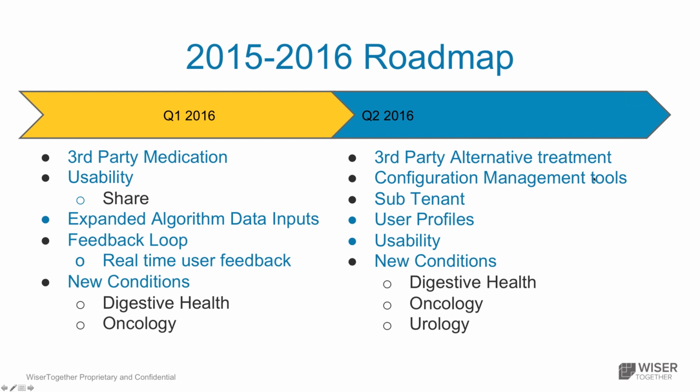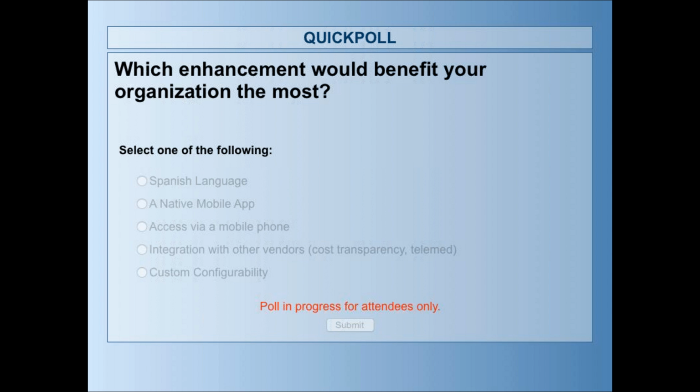So now that I've shared some of the plans for our roadmap, I'd like to launch another poll so that you can better understand what your drivers are. Great. So our next poll, we're going to ask you which enhancements would benefit your organization the most. So we're looking for answers related to Spanish language in the application, a native mobile app, access across a mobile phone, integration with other vendors for cost transparency and telemed vendors, and custom configurability. So please submit your responses now.